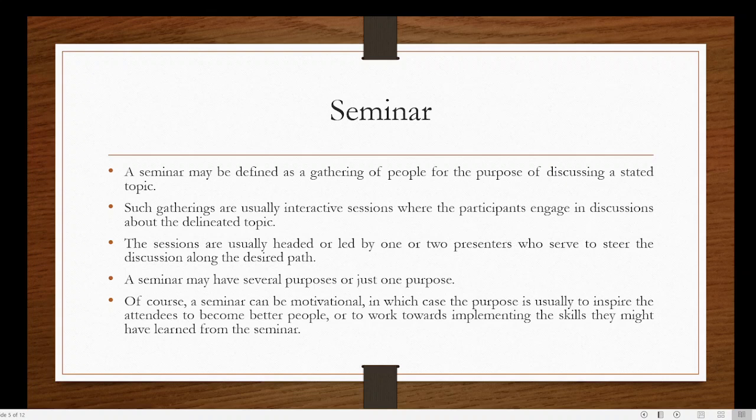Such gatherings are usually interactive sessions. For example, there will be a 2 hour talk in the morning. After the 2 hours, there will be a short tea break, then there will be a lunch break. After every talk, there will be a tea break of 15 to 20 minutes, and during that time people will be interacting. They will be discussing some of their personal experience, some of their formal experience also. So all these will be shared by people.